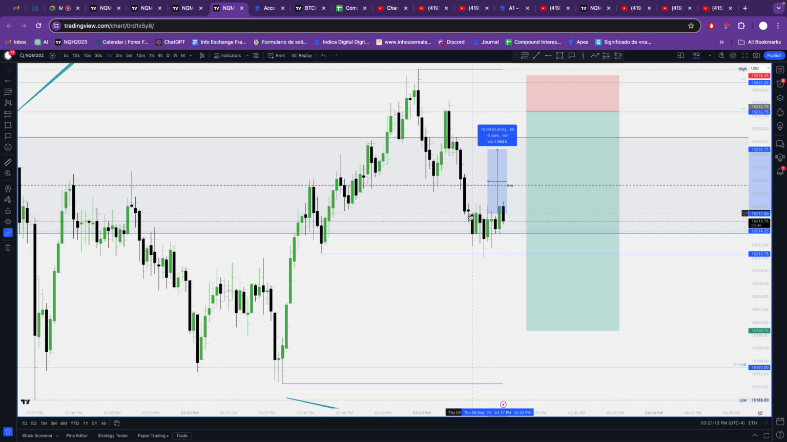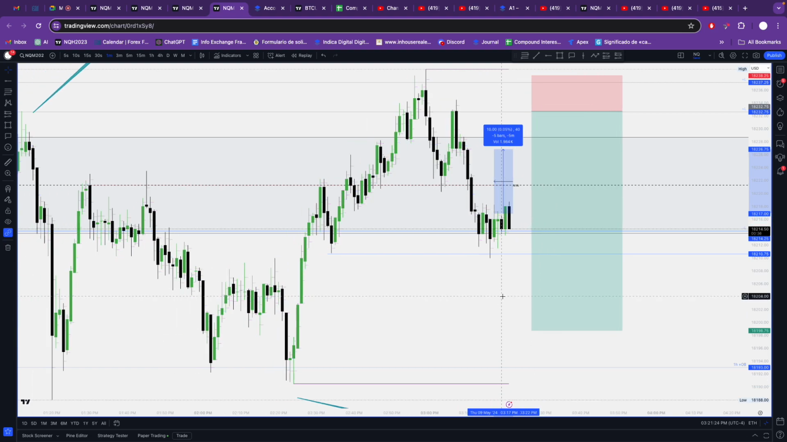So if you got out and it retraced on you, would you be convinced to go long or would you be still adamant to go short? So you're saying if we go up, hit this order block, or this one here?